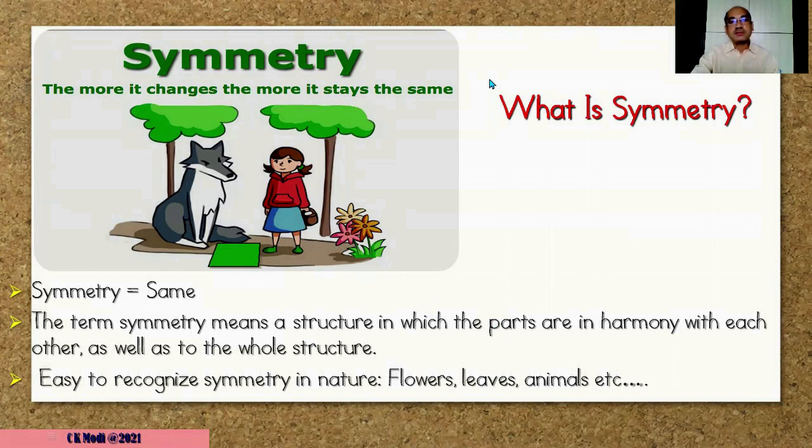like flowers, leaves, animals, etc. They are all symmetrical.